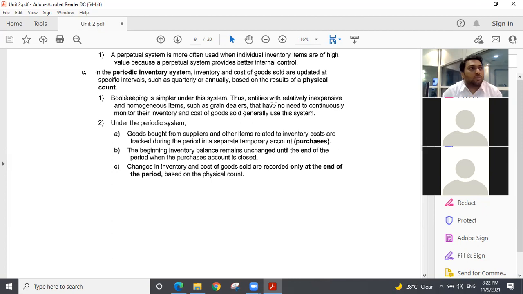Under the periodic system, goods bought from the suppliers and other items relating to inventory costs are tracked during the period in a separate temporary account called purchases. Then the beginning inventory balance remains unchanged until the end of the period when the purchase account is closed. The changes in the inventory and cost of goods sold are recorded only at the end of the period based on the physical count.